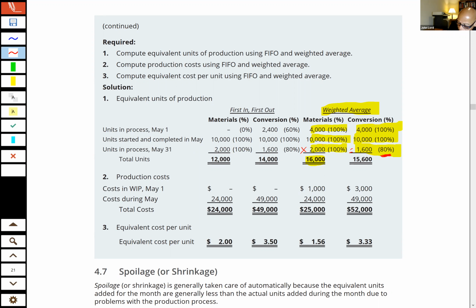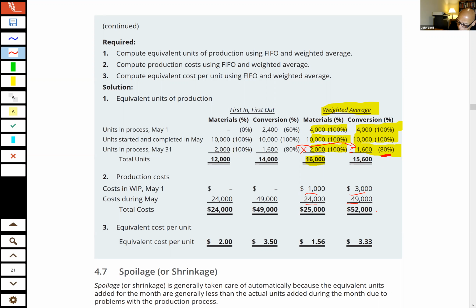That gets a little hard to see because they're using that 2,000 one time for both of those numbers. For the 100%, it's 2,000, and for the conversion, excuse me, it's 1,600. Okay. Then what we do is we take the cost, and notice we take both the beginning cost and the cost added for the period, and we go ahead and we do the division now.